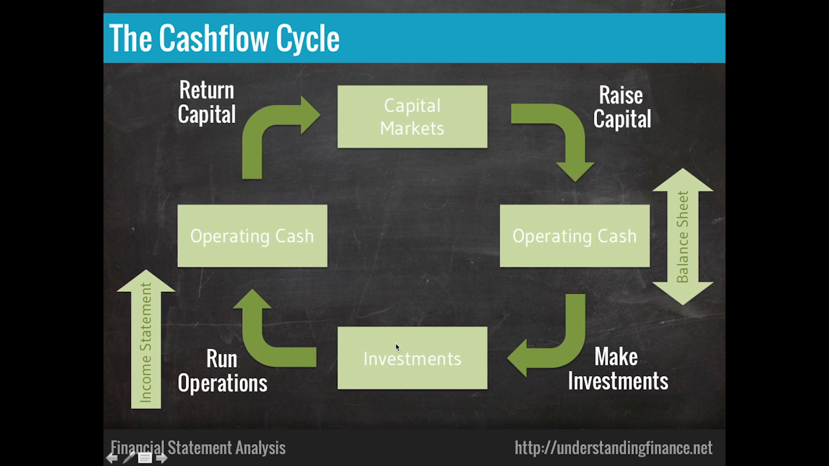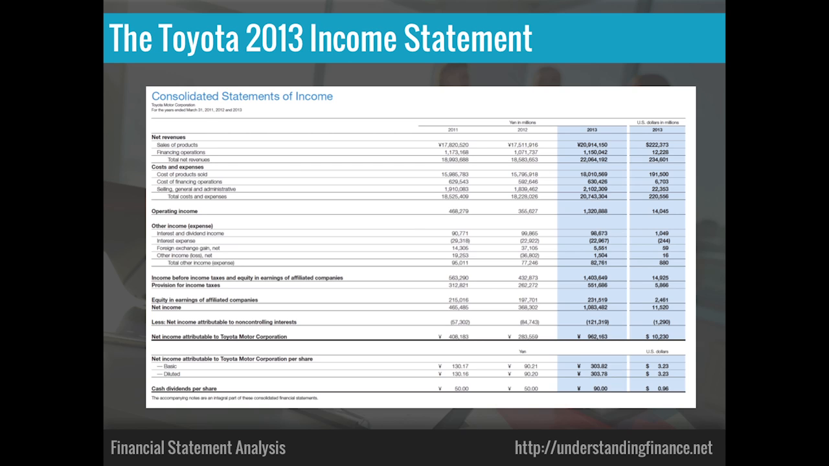But again, the insight that these statements provide us is how we're doing on this continuous cash cycle to really understand if we're making progress in generating more cash than we spend. That's really the goal that the financial statements are trying to help us understand. So what I'm going to do is use Toyota, the car company, as our example company to give us a sense of what these statements tell us about the financial performance of a company.